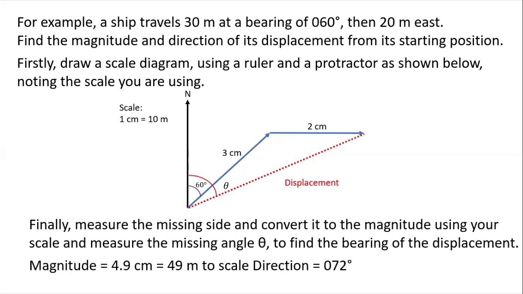So for the magnitude, you can see it is 4.9 centimeters. According to the scale, we have to multiply it by 10, which becomes 49 meters. The direction is 0.72 degrees.